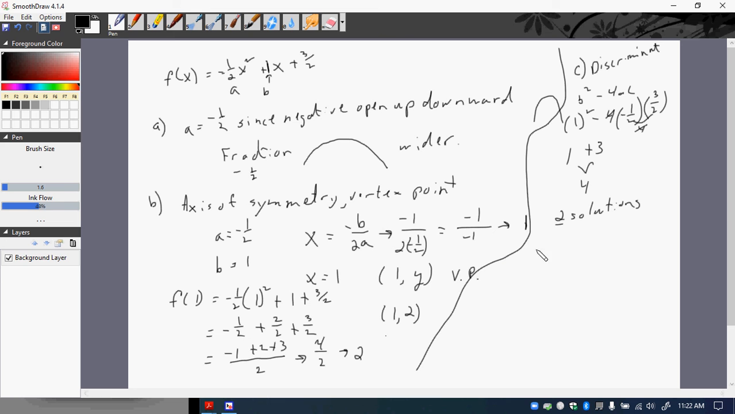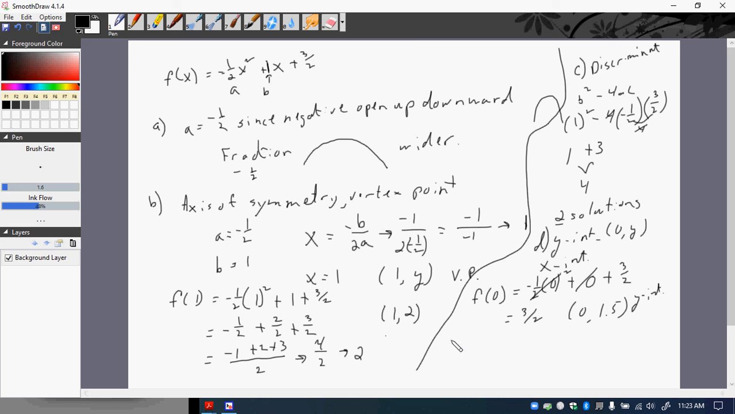So I want to go to D now. D says what's the y-intercept, and what is the x-intercept? So the y-intercept is where x is 0. So I'm going to put 0 in for x, which is a nice one. So f of 0 is negative 1/2 times 0 squared plus 0 plus 3 halves. So this goes away to give me just 3 halves. So I know my y-intercept is 0, 1.5, because 3 divided by 2 is 1.5. So I have my y-intercept.